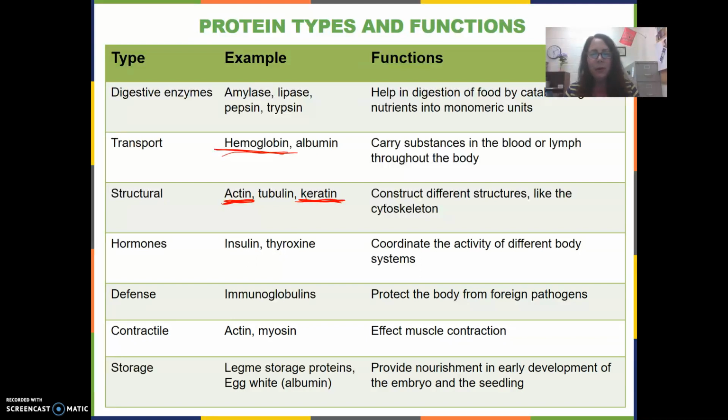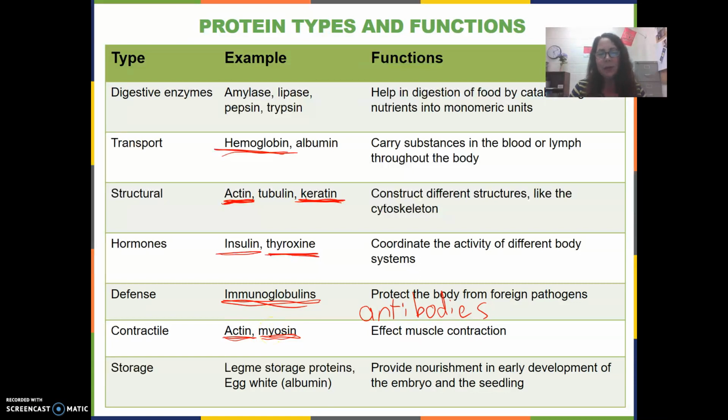There are protein hormones, for example, insulin. There's another one called thyroxine, which is thyroid hormone. And then there are immunoglobulins, another word for which is antibodies. And these function in defense. And then there are contractile proteins. Actin is listed as a structural and a contractile protein. Actin and myosin together cause muscles to contract.